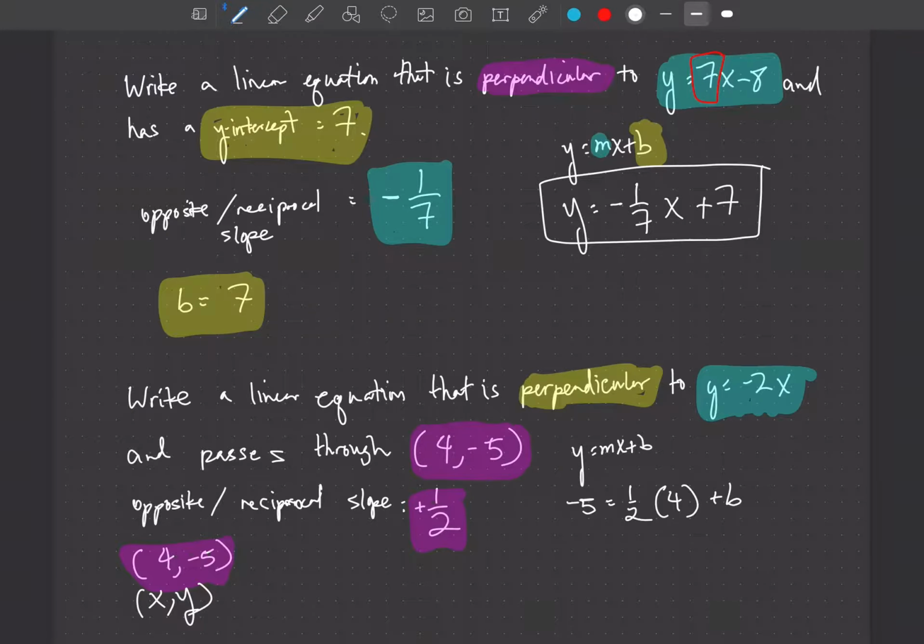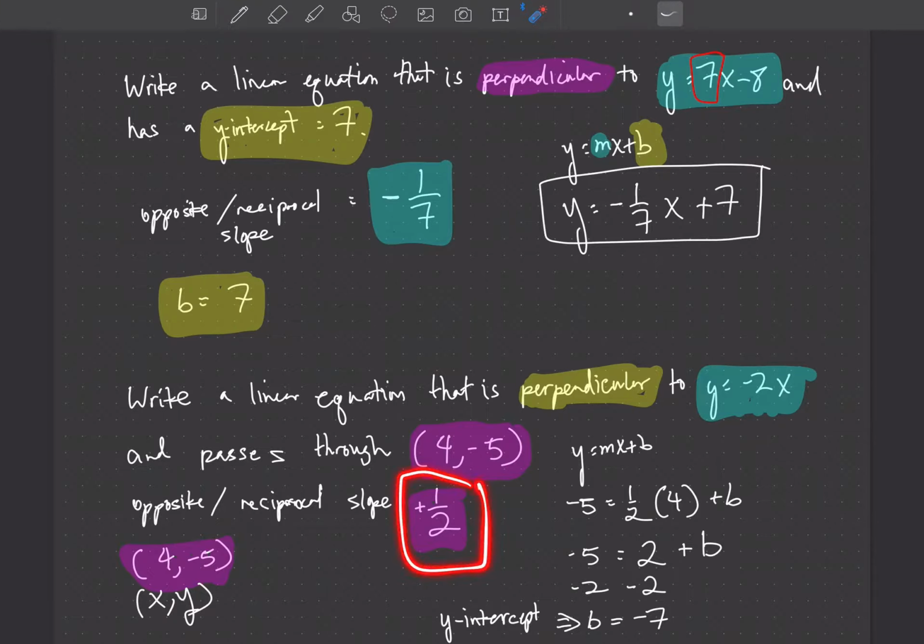Now looking here, b is my only variable left, so if I solve for this equation, I will get the value of b. -5 equals 1/2 times 4, which is 2, plus b. Subtract 2 from both sides, gets us b equals -7. And this is our y-intercept. So I will be using my new slope plus my new y-intercept to write my final equation.